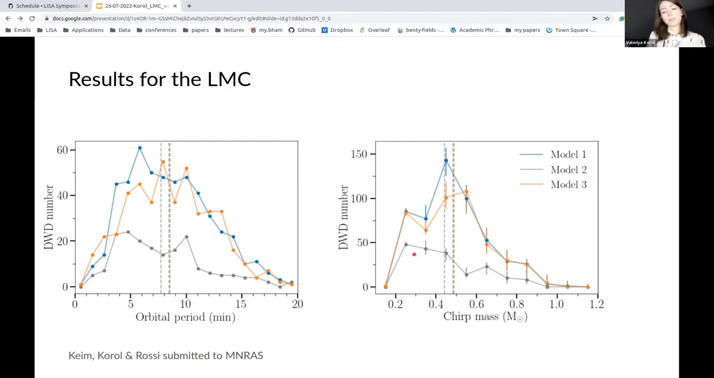So you bring in binaries that are more detectable, and adding binaries via star formation is more efficient in terms of LISA detections versus putting them all at the same time and waiting for them to evolve via gravitational wave radiation, because in this way you lose these massive binaries because they just merge very quickly.